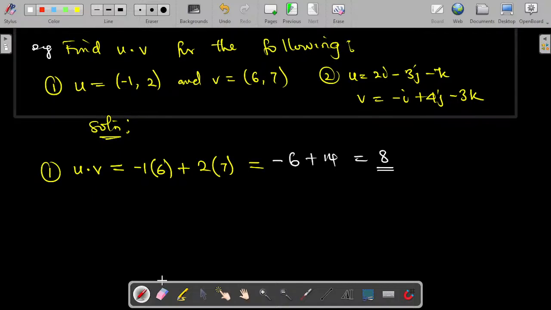Nothing serious. And example 2, what are we going to have? Our U dot V. And this is the most important reason why I taught you how to write all of these vectors in bracket form. Because under dot product, it will be helping you, even though you can still do it whether you put it in bracket form or not, because here you can clearly see the coefficients. Okay, so the coefficient of I is 2, of J is minus 3, of K is minus 1. If you come to your V, the coefficient of I is minus 1, of J is 4, of K is minus 3. So it's already in bracket form.